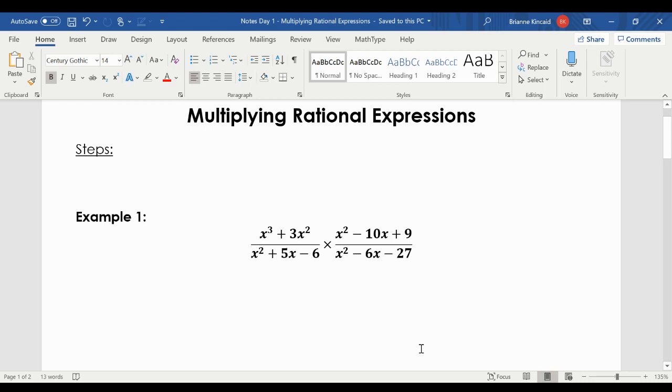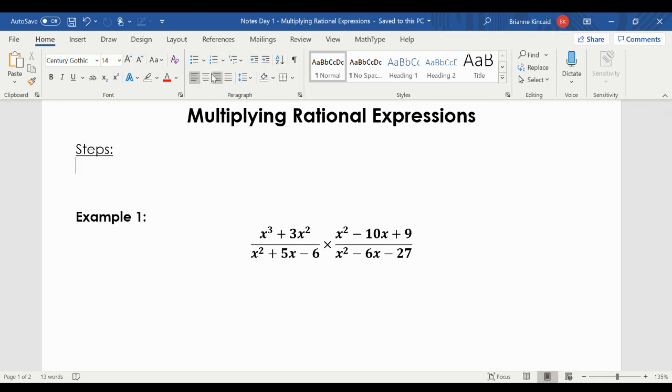All right, in this video, we're going to be talking about multiplying rational expressions. So keep in mind, rational expressions are essentially two fractions with polynomials in the numerator and the denominator. When you're multiplying fractions, you always multiply across. That means the numerators get multiplied together and then the denominators get multiplied together.